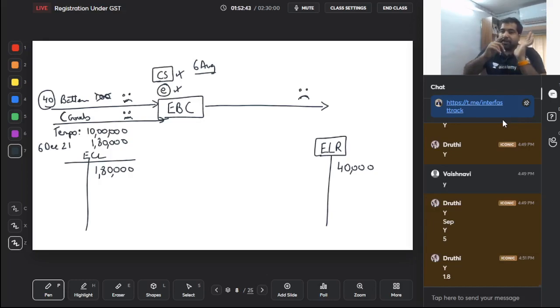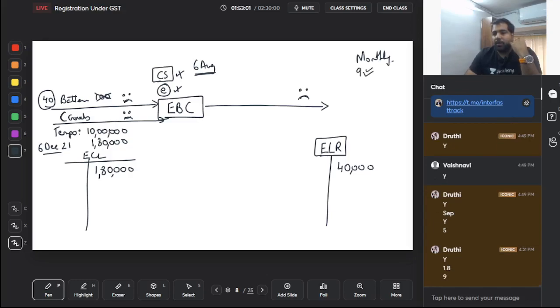For how many, this is only done month-wise. Only this case you do monthly. So how many months you've used it, no problem. But the remaining you'll have to reverse. So from December to August, as December, Jan, Feb, March, April, May, June, July and August. So 9 months you used it, no problem, but 51 months we'll have to reverse. So 1,80,000 divided by 60 into 51, that is 1,53,000 we'll have to reverse.